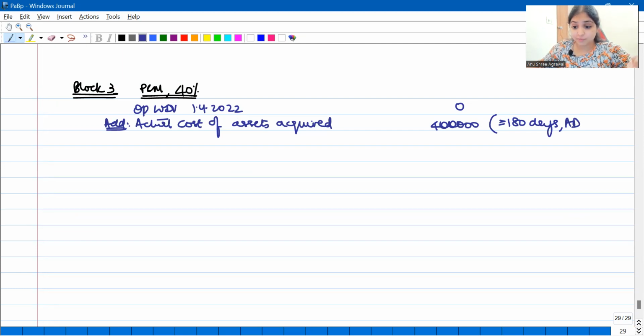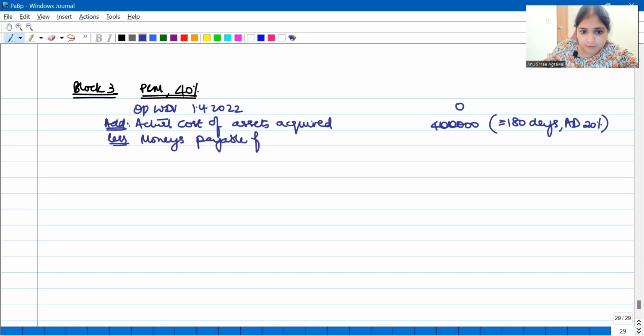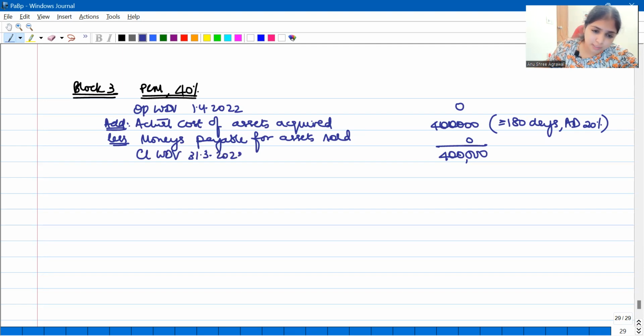As he is a manufacturer, why no? Think, listen: as he is a manufacturer, he is following the WDV method of accounting. It is plant and machinery. It is not ineligible. It is not a ship. It is not an aircraft. It is not a road transport vehicle. It is not second hand. It is not already fully debited. Why no? You will get additional depreciation, full 20% you will get. Okay. Less: monies payable for assets sold. Have we sold any assets during the year? Not at all. So this 4 lakhs as it is will become our closing WDV on 31st March 2023.